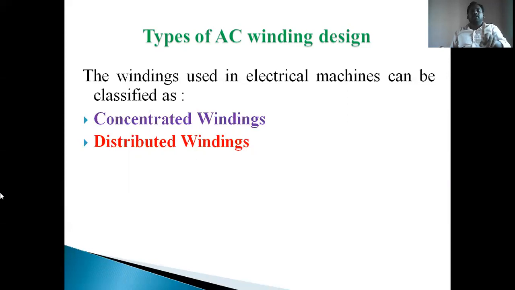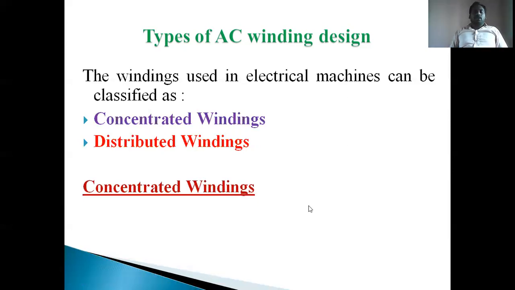Such a type of winding is called concentrated winding. Otherwise, in these 2 slots per pole per phase, if the armature windings are equally distributed in those 2 slots, such a type of winding is called distributed winding. That is the basic difference between concentrated winding and distributed winding. So first we can discuss concentrated winding.